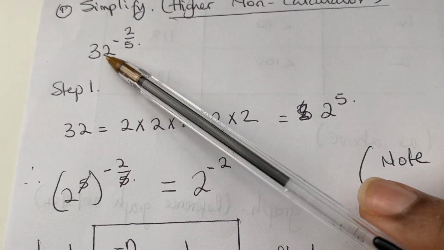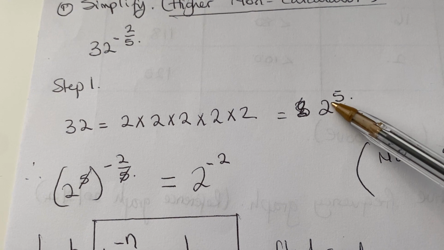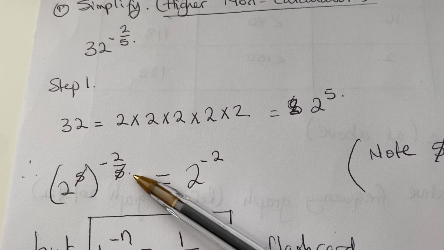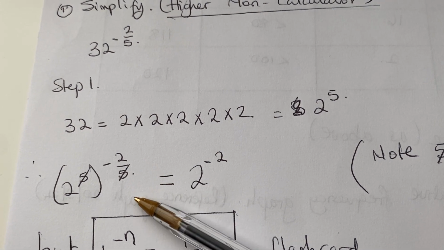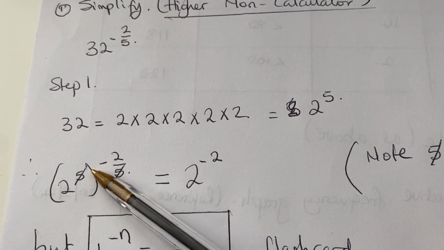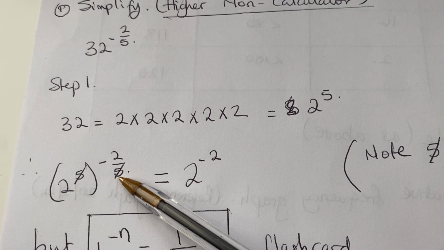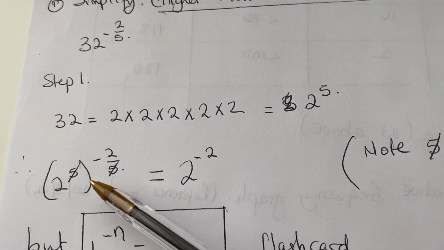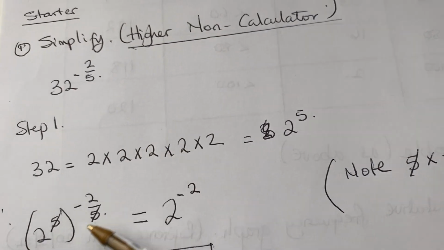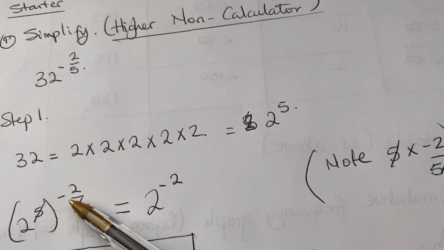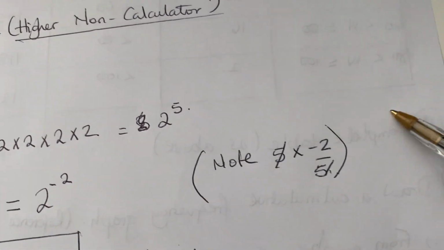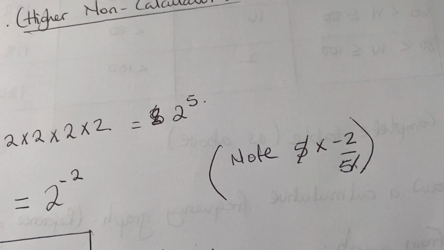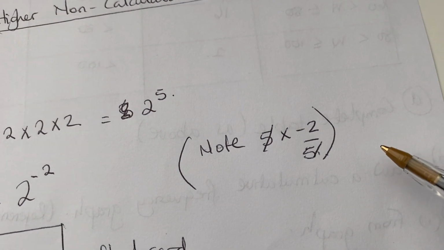So you've done this bit, but all of this to the power 5, you also have to put it to the power minus 2 over 5. So you can just do the powers first, cancel out whatever you get, and bring it back to the 2. If you do 5 times minus 2 over 5, which I've done on the side here, the 5 will cancel out. You are left with minus 2.